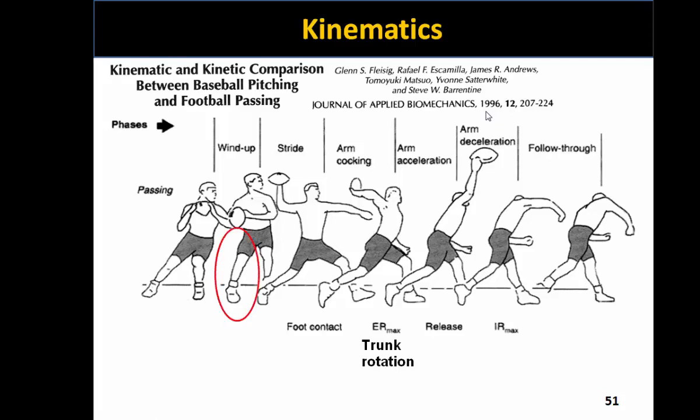In this study, the process of throwing a football is broken up into a number of different phases. It starts with what's called the wind-up phase, followed by a stride phase where the passer steps forward. The arm is moved into a rear position, what's referred to as arm cocking. The arm will then accelerate from this position to increase the angular velocity of the shoulder and elbow. And at some point when that velocity peaks, the arm will start to decelerate. Then the follow-through is the completion of the pass.